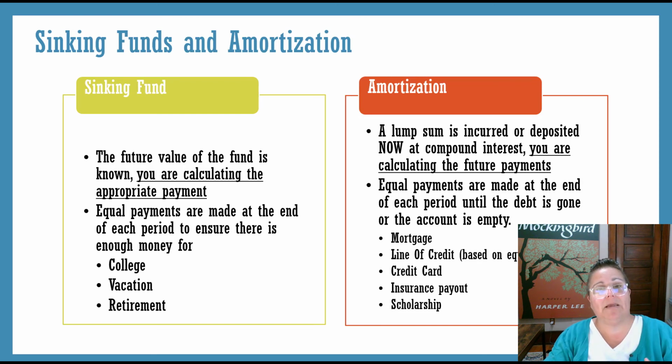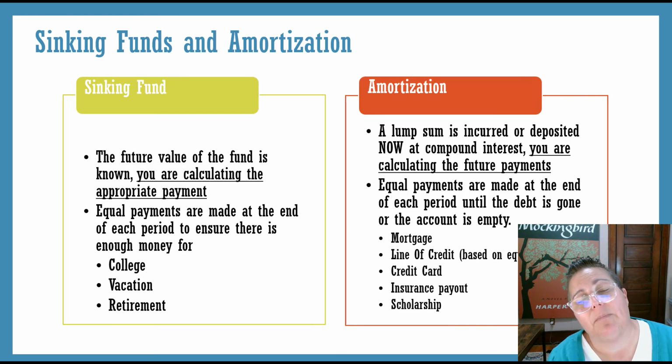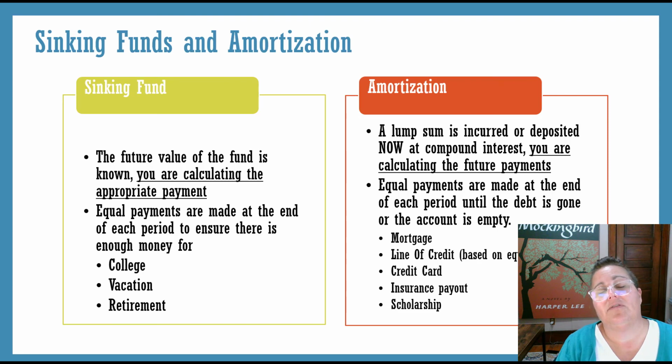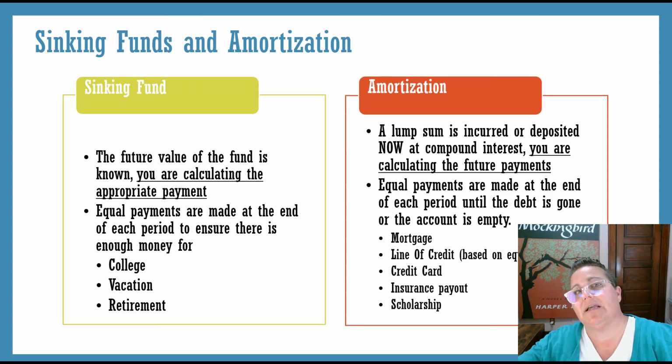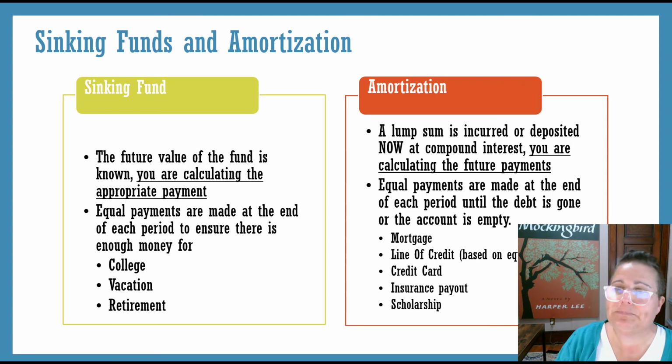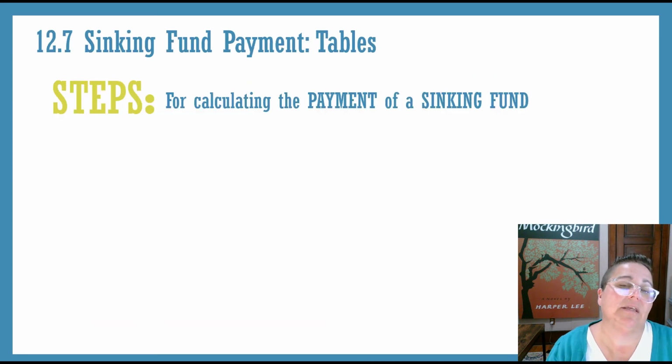However, those are not the only things that can be amortized. If you've ever received a lottery win or an insurance payout or perhaps a scholarship, all of these things can also be amortized. Your retirement account will be amortized when you get to that point. So you'll save up for years while you're working, and then when you're not working, you'll amortize that retirement account, all right? We're going to start with 12.7, which is the sinking fund and using the tables to do it.